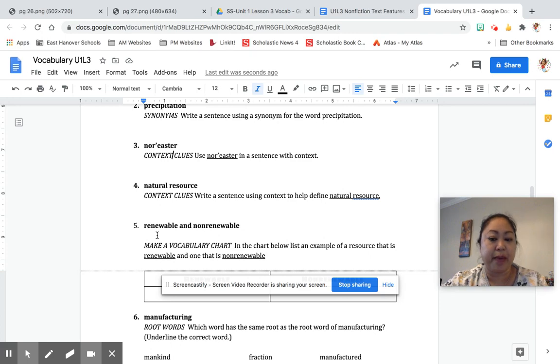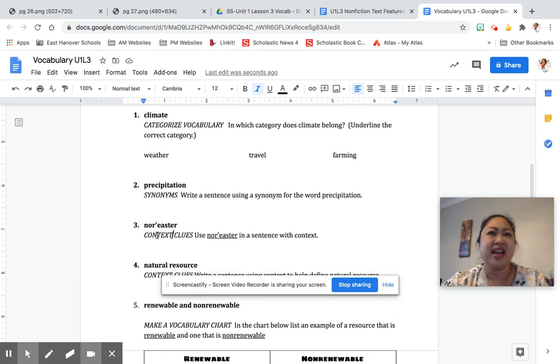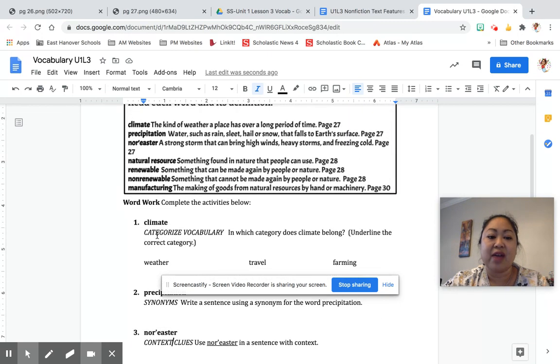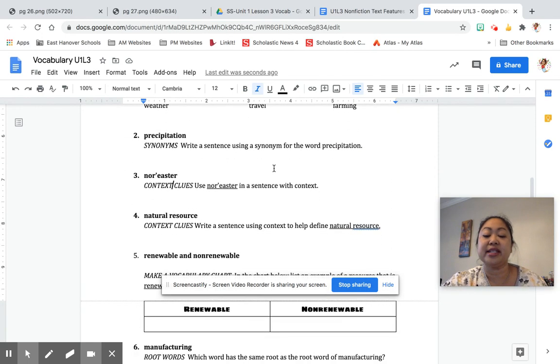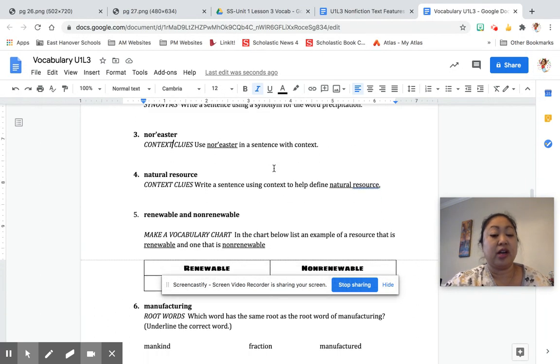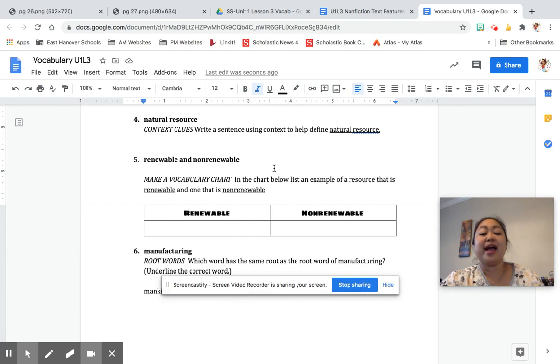So you're going to write a sentence using context to help define natural resource. And again, if you don't remember, wait, what is natural resource again? Natural sounds like nature. Okay, so something in nature. Now, a resource, something found in nature that people can use. So a resource is something that you can use, right? So write a sentence using context to help define natural resource. A great hint is maybe you could name a natural resource and explain what you'd use it for. Okay. Renewable and non-renewable.